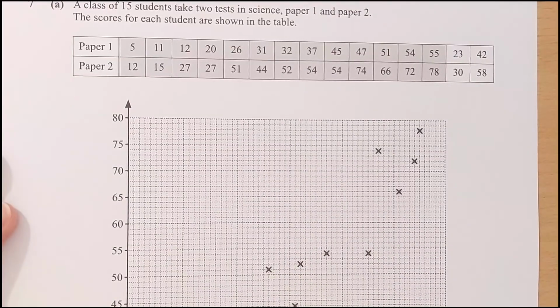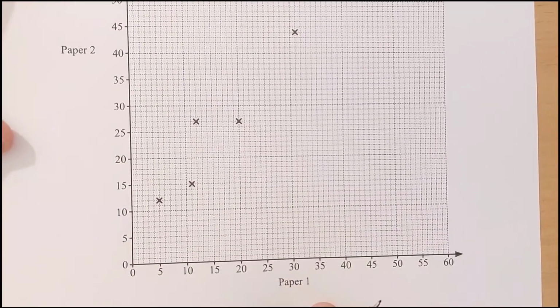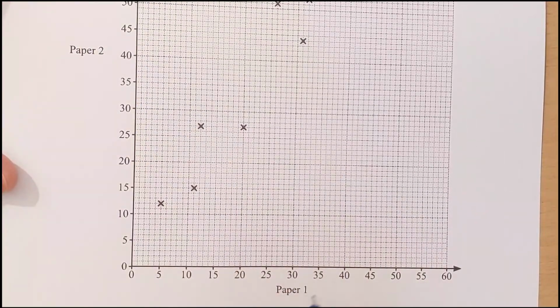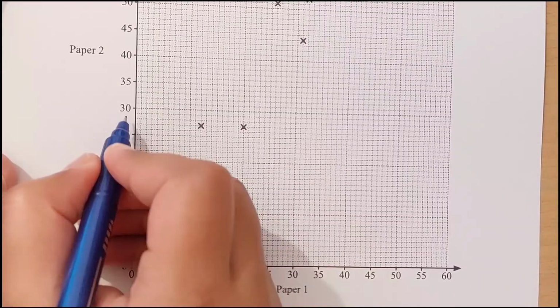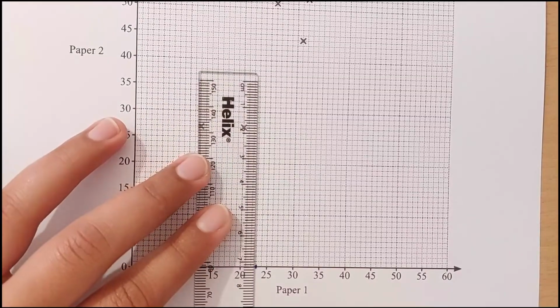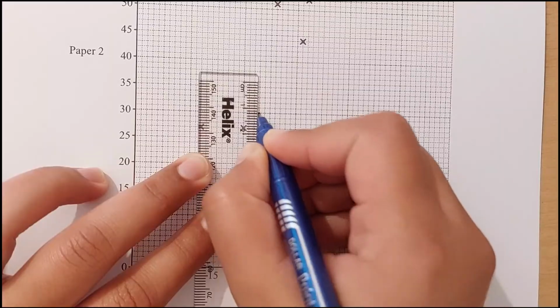Now paper 1 is 23, paper 2 is 30. So 23 and 30. This is paper 1 here and paper 2 is here. Okay, 20, 21, 22 and 23. This is 23 and 30. Let me draw the straight line till 30. So this is the point 30 here, you can see.